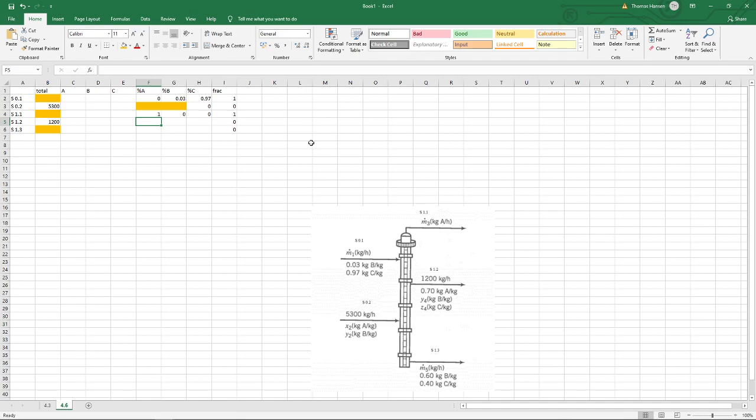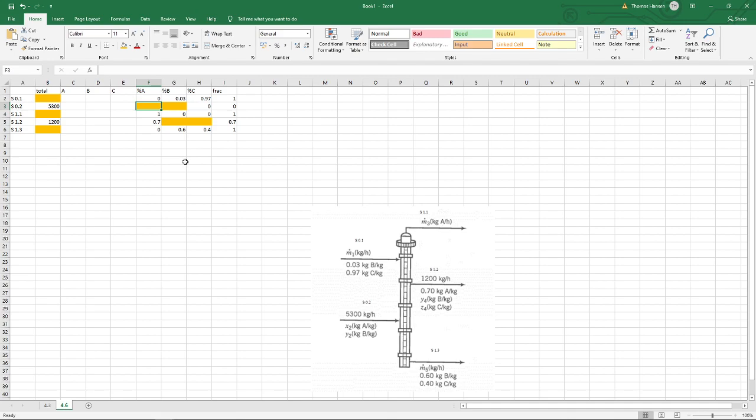In 1, 2, what are we told there? We're told we have 70% of A, and we don't know how much we have of B and C. And in the final one, we are told we have no A, we have 60% of B and 40% of C.